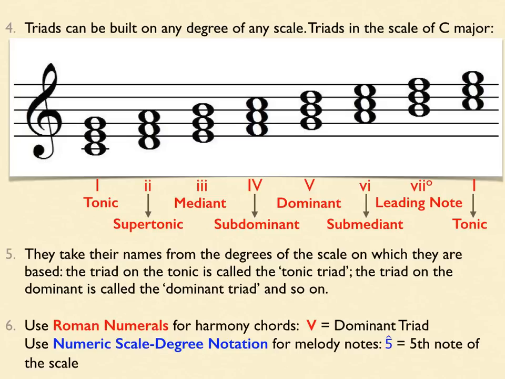So we use the Roman numerals for harmony chords. As you can see, for the dominant triad, I use a capital V. But when we're using the numeric scale degree notation for describing individual melodic notes, we use that 5 with the little symbol above the 5, and that describes the 5th note of the scale. So we use Roman numerals for chords and triads, for harmony basically, and we use the numeric scale degree notation when talking about individual notes or the melody.